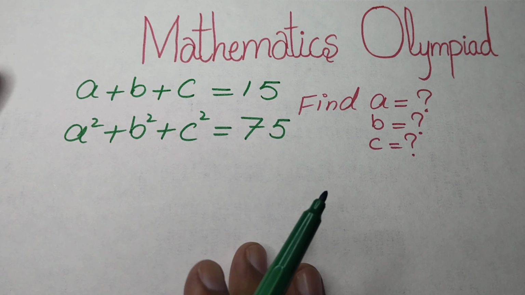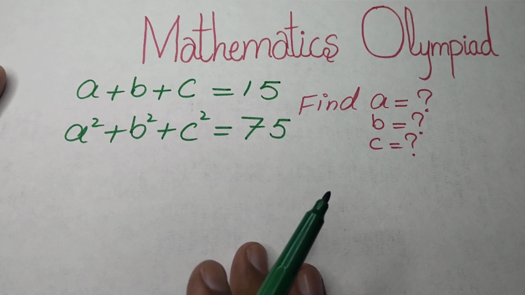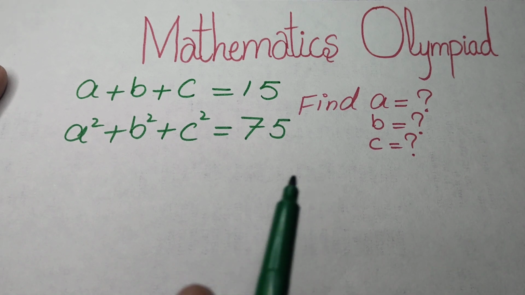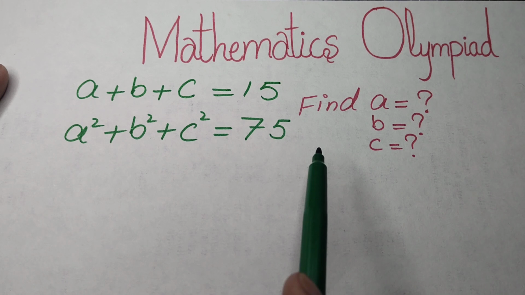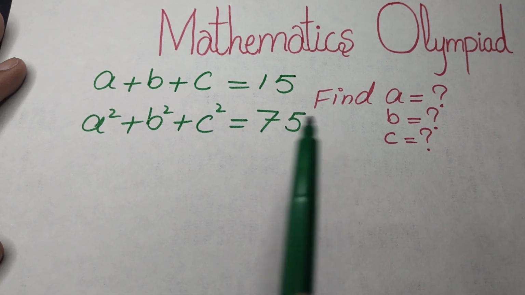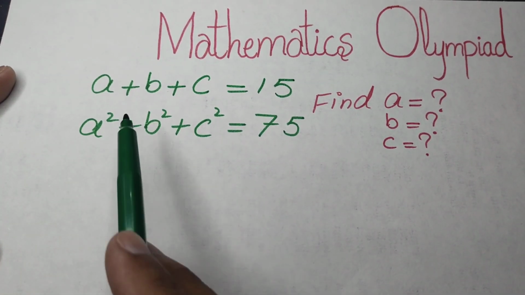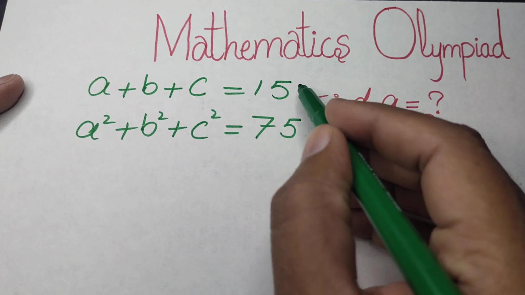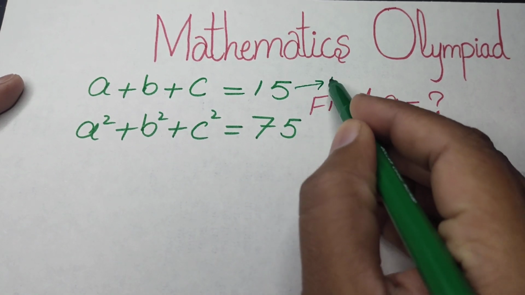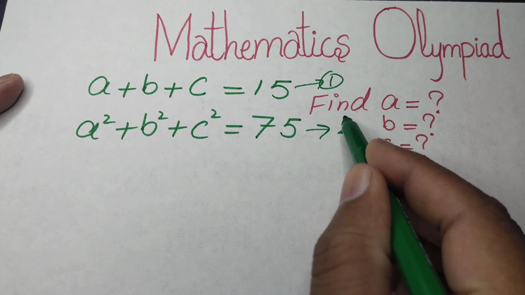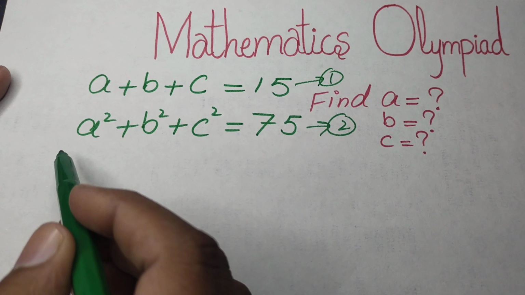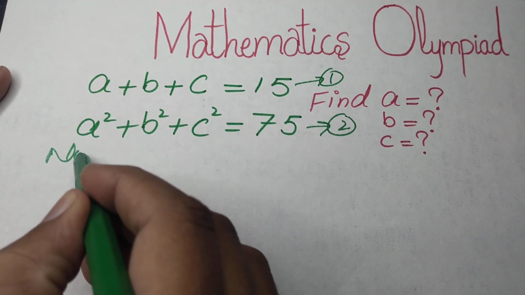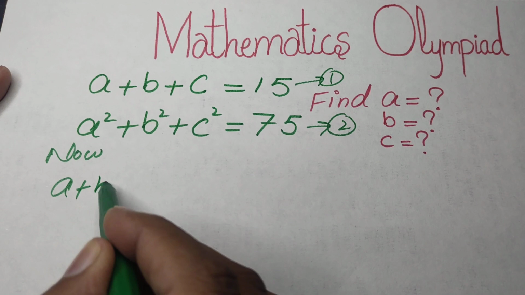In this video we are going to solve simultaneous polynomial equations, and we will find the values of a, b and c. So now we move toward the solution of this question. Here I can name this as equation number 1, and this is equation number 2.